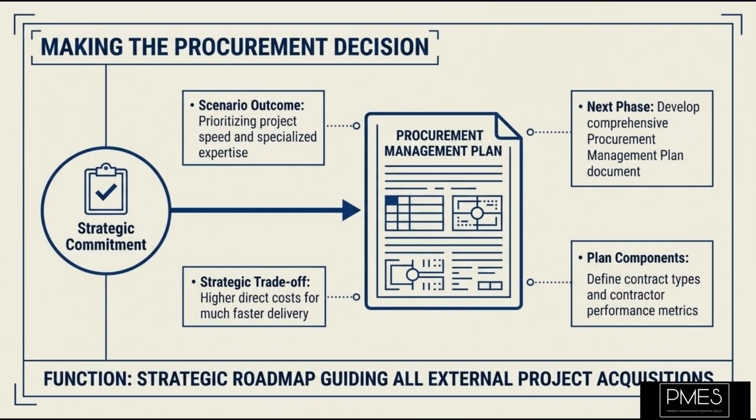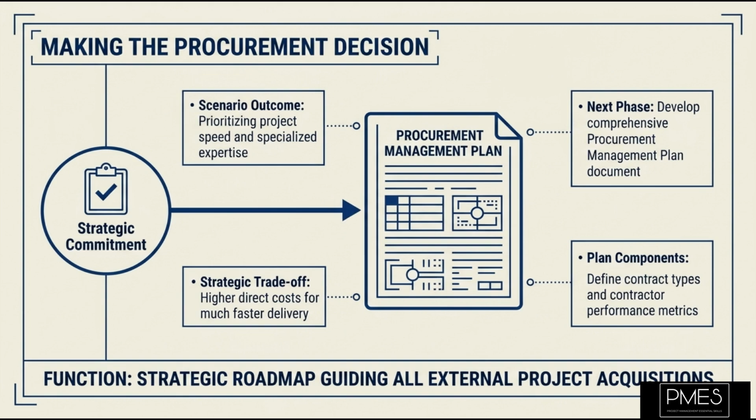Here's your decision point. Knowing this, what would Sarah prioritize? Would she save money and try to build it internally? Or would she opt for speed and specialized expertise? Most project managers, especially in a time-sensitive project, would lean towards outsourcing. Sarah decides the project timeline and the need for specialized security expertise outweigh the higher direct cost of outsourcing. This is a common scenario you will face.